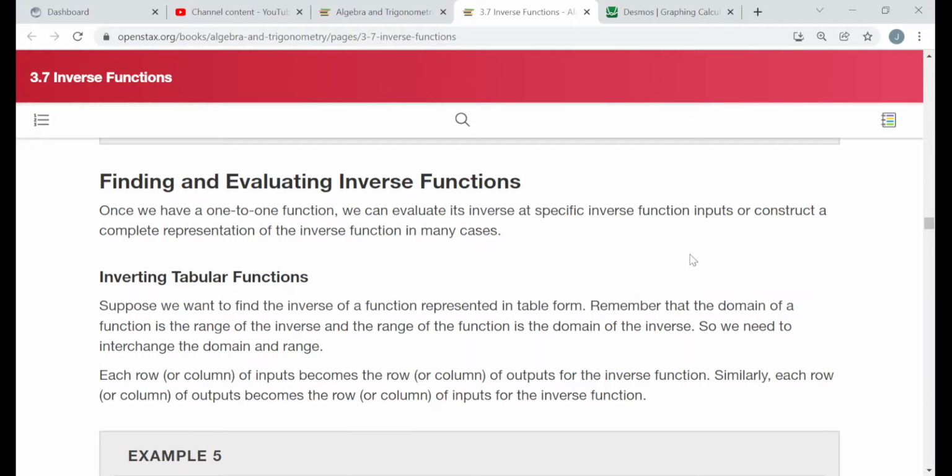So every example I'm going to be doing in this video is taken directly from a free online textbook at openstax.org. I'm in their Algebra and Trigonometry text, section 3.7, Inverse Functions, under the heading Finding and Evaluating Inverse Functions. Each example I'm doing is either an example from the reading, one of the try it problems from the reading, or one of the exercises at the end of the section related to this particular objective.